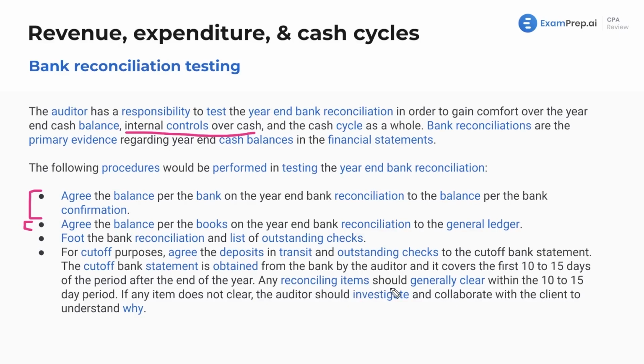Any reconciling items should clear within the 10 to 15-day period. If any item does not clear, the auditor should investigate and collaborate with the client to understand why. Like I said, if that check is still outstanding, or if there's a deposit that hasn't cleared, it's usually going to be just some issue, something you can easily work through. But the purpose of this is to understand why this was outstanding for such a long period of time.